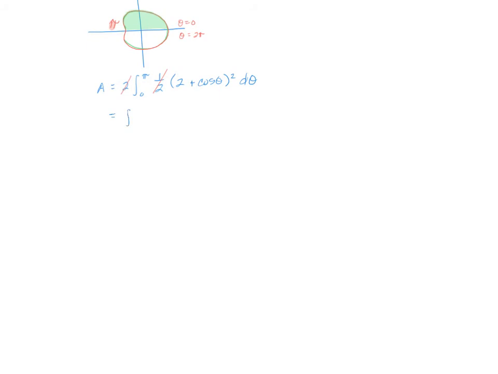I'm going to go ahead and multiply out 2 plus cosine theta, squared. Remember, you're foiling that. So it actually ends up being 4 plus 4 cosine of theta plus cosine squared theta.